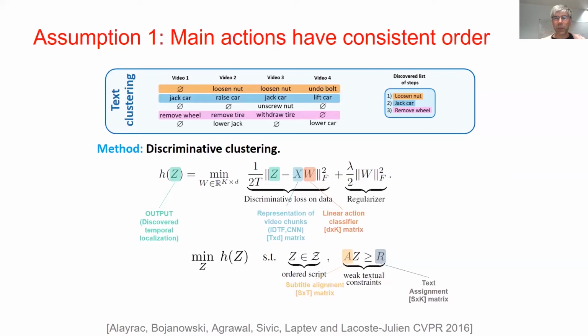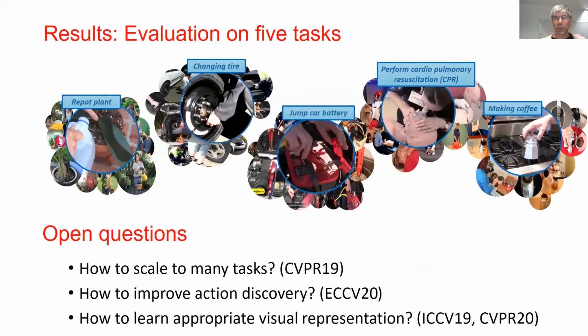Right, and so the main goal in this paper was to formulate it as discriminative clustering with a constraint of the order, and the order is provided by transcripts. I'm not going to stop to explain many details in the paper.